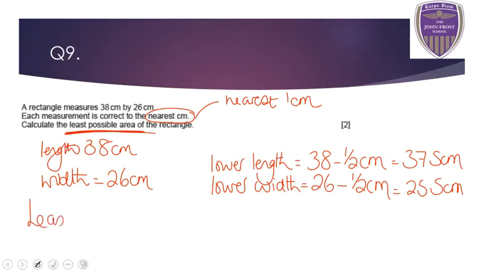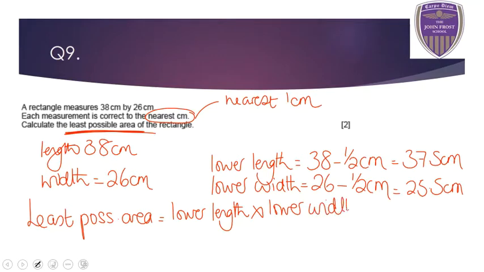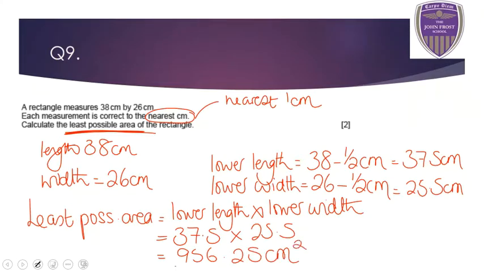So the least possible area is the lower length times the lower width, because we're thinking length times width. So 37.5 times 25.5. And the answer is 956.25 centimetres squared.